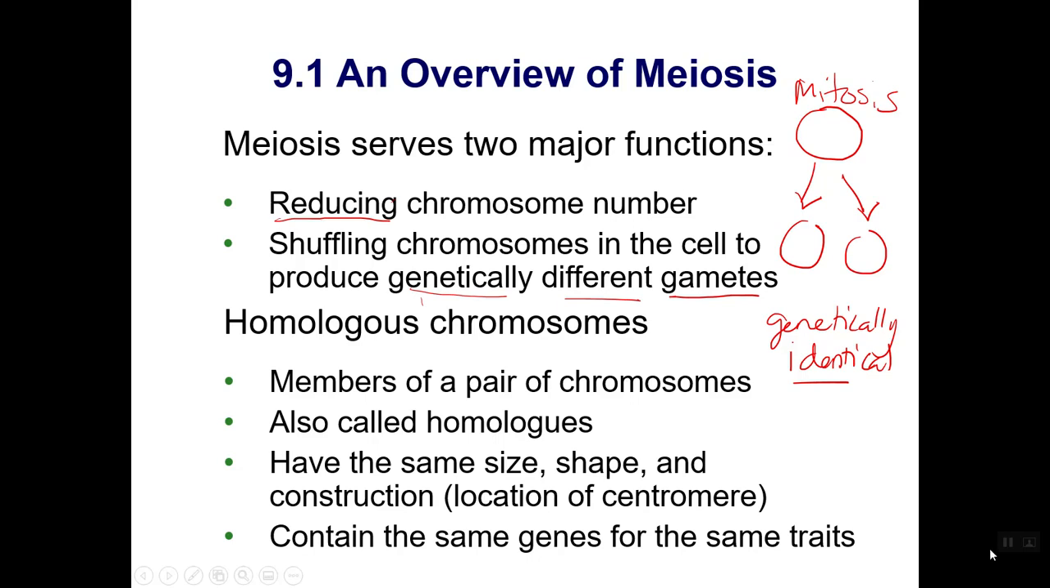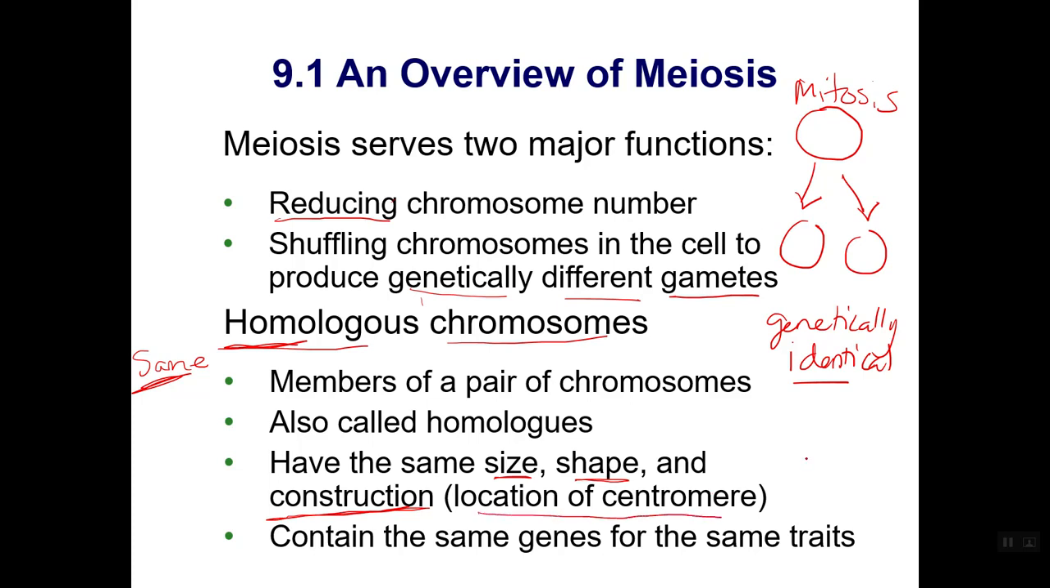Part of the process of understanding this chapter's material is understanding what homologous chromosomes are. So we're going to cover that in the overview as well. Homologous chromosomes are members of a chromosome pair. You can remember what these homologs are by breaking down the word. We see homo as our prefix. Homo means same. It's a Latin prefix for the word same. So homologous chromosomes have the same size, the same shape, and the same construction. And what I mean by construction is the location of the centromere.